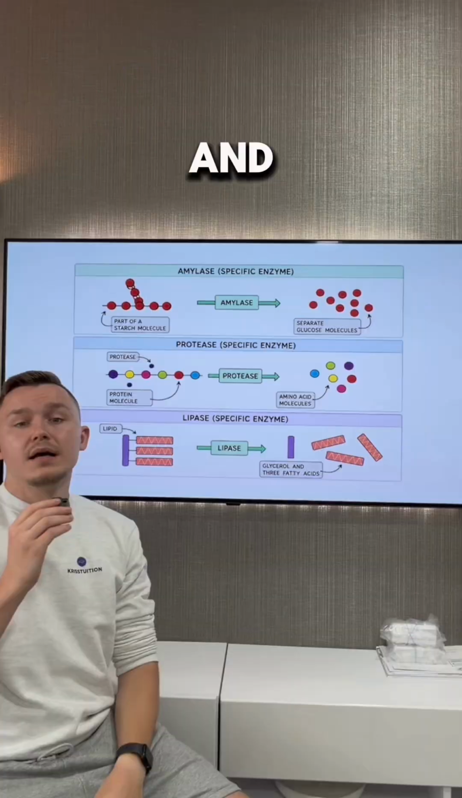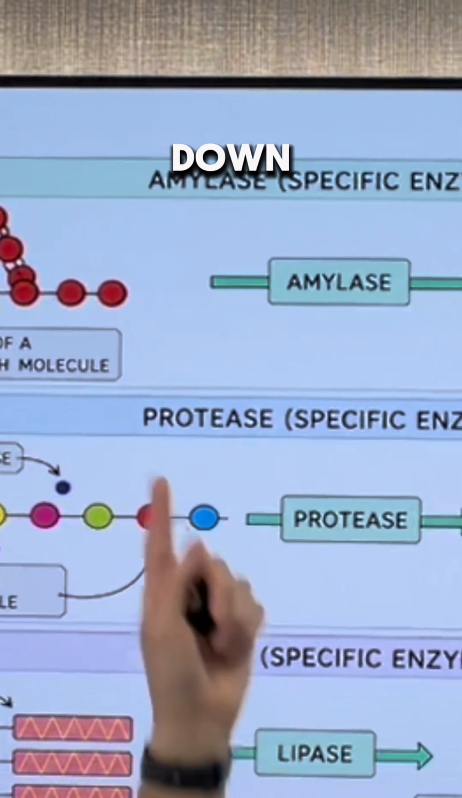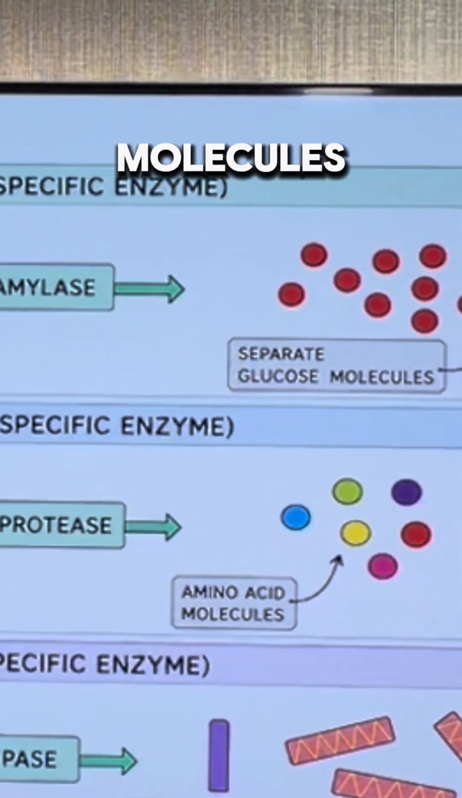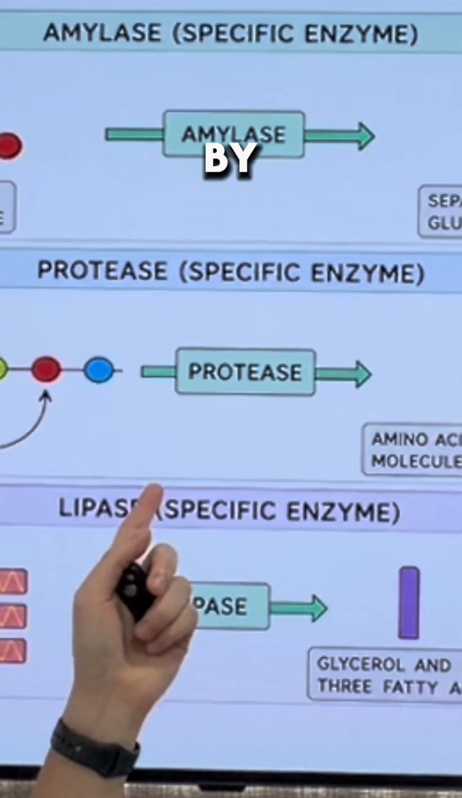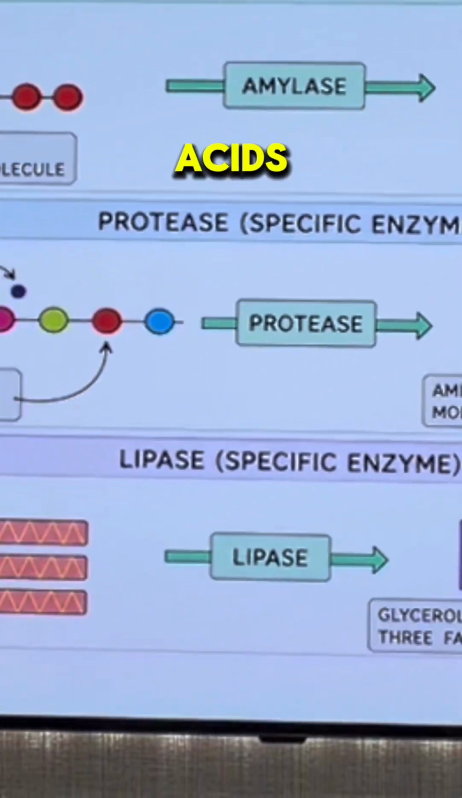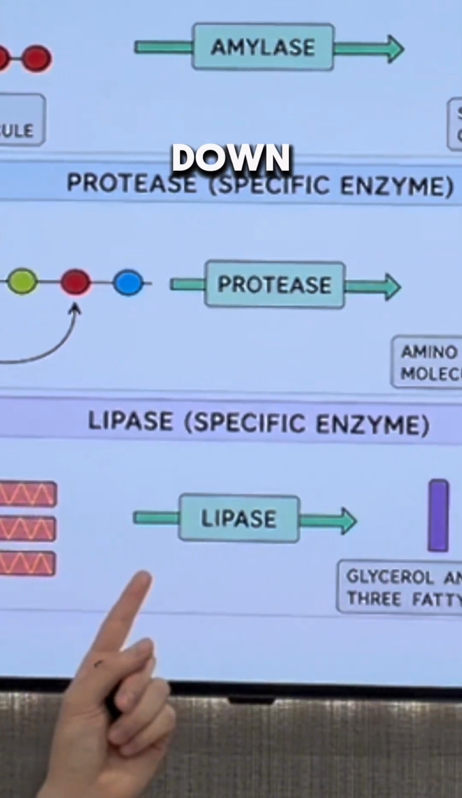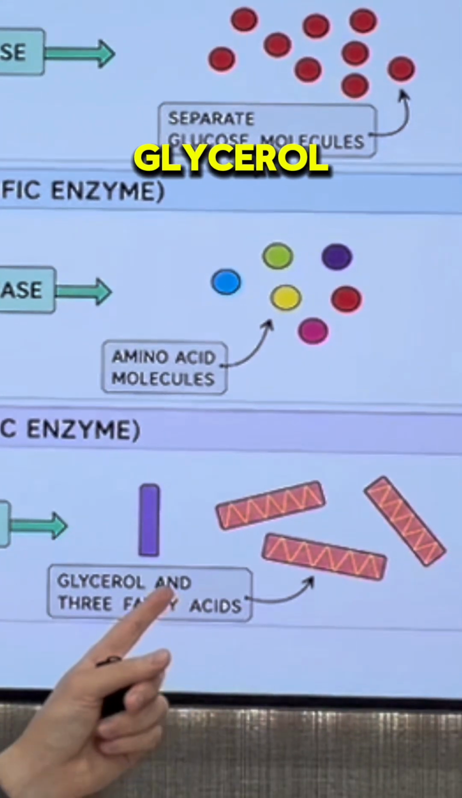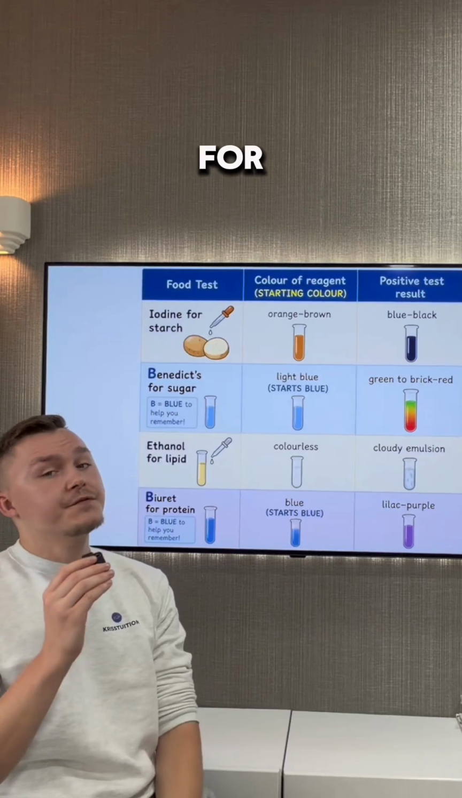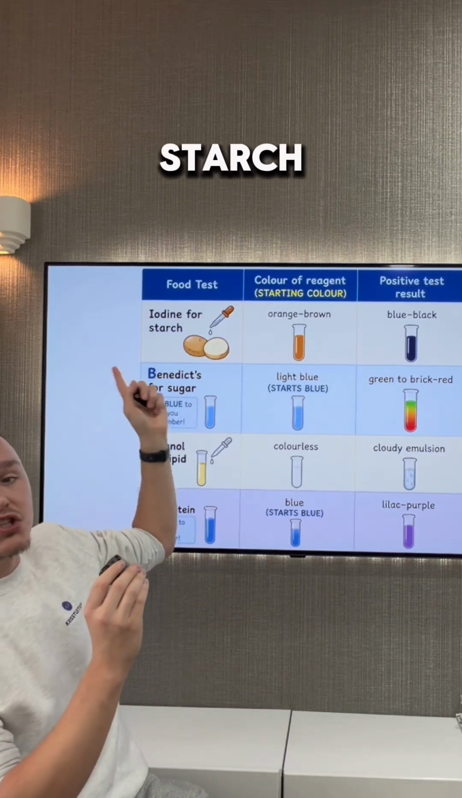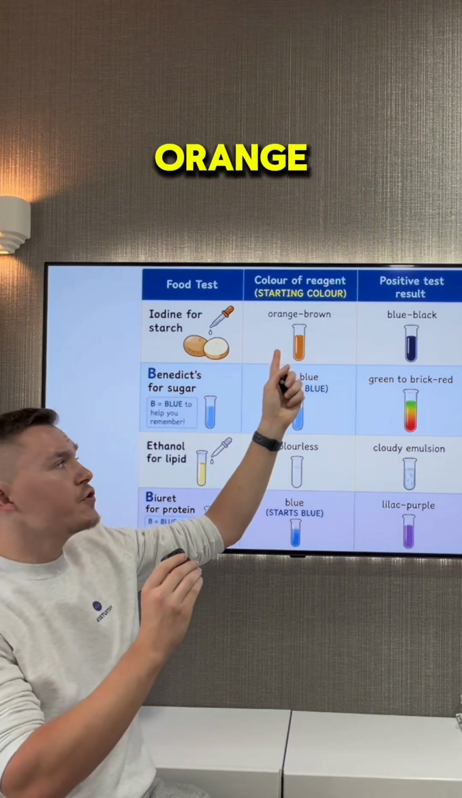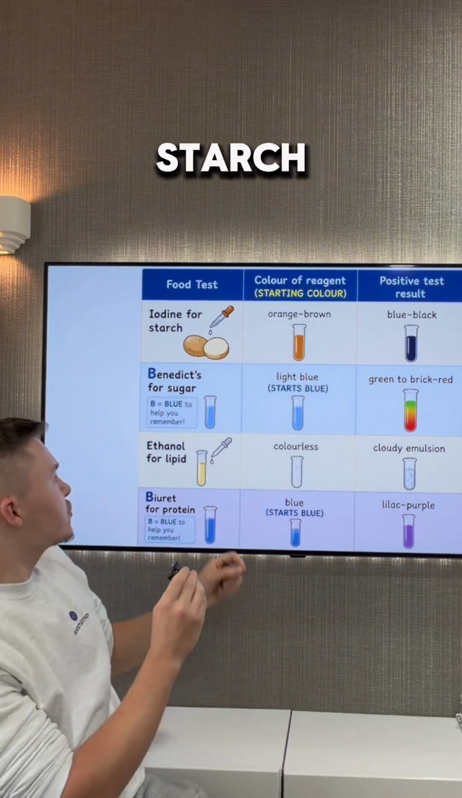And you must remember that starch is broken down by amylase into smaller sugar molecules, that proteins are broken down by protease into amino acids, and that lipids are broken down by lipase into glycerol and 3 fatty acids. And for food tests, I want you to remember that the test for starch is iodine, and iodine goes orange-brown to blue-black in the presence of starch.